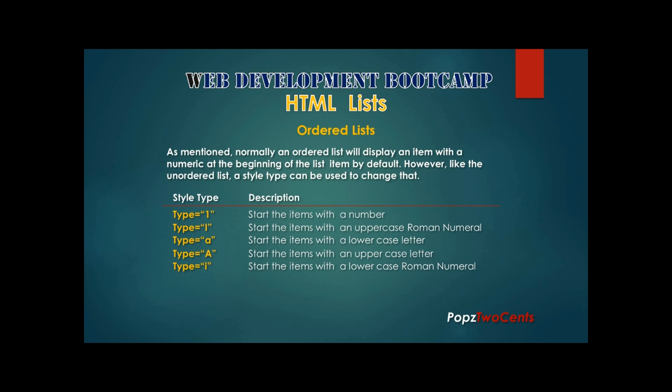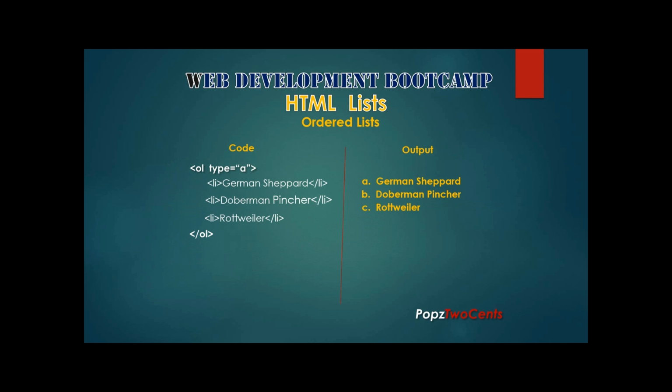And just like the unordered list, the ordered list has some attribute changes that can be done. For instance, type 1 is a number, that's the default. Type I is an uppercase Roman numeral, and so forth. Here's some sample HTML code of an ordered list, and on the right side, a sample of its output.